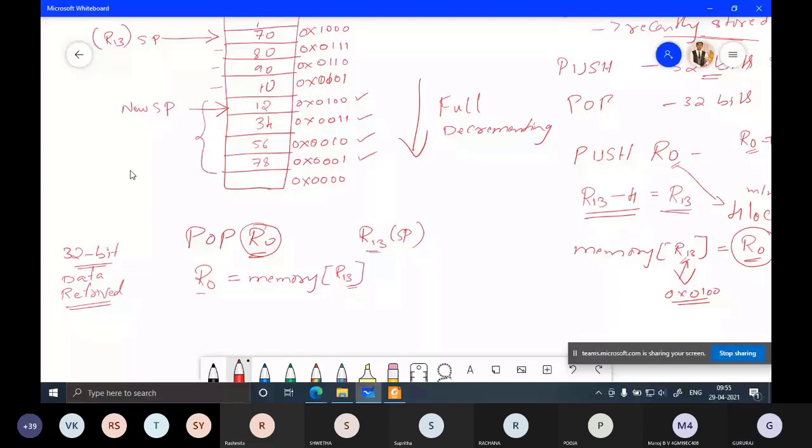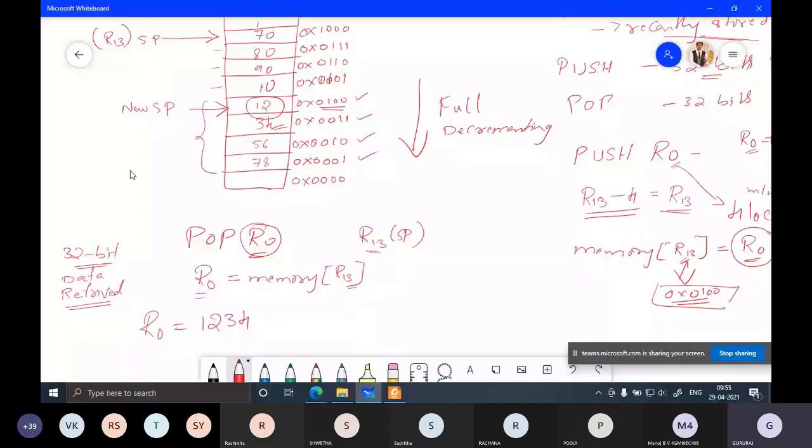R0 will get the contents. What will be the contents of R0 after pop? First it will retrieve this location, because R13 is pointing to it. The previous location of R13 was 0x0100, so first it will retrieve that. Next it will retrieve the next location's contents. The next location is 0011, and the contents of that location is 34. Then it will retrieve the next location's contents.